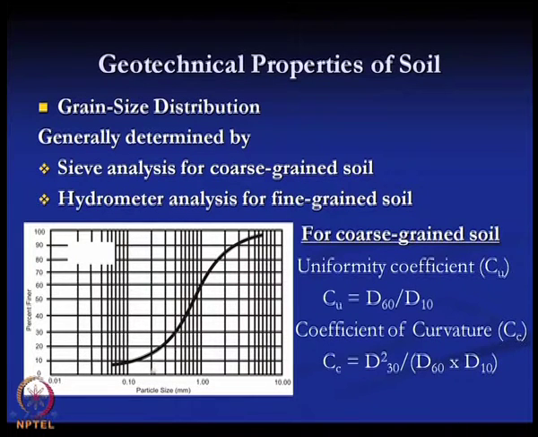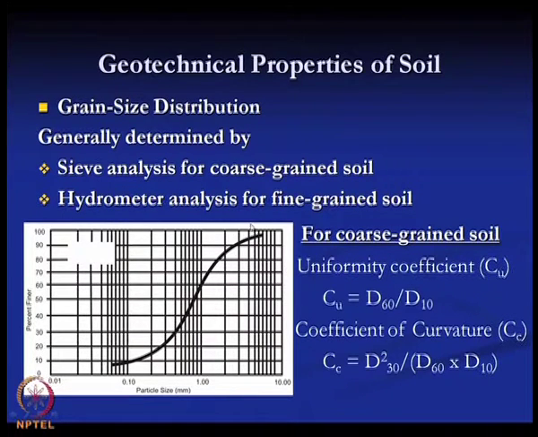So, this is a typical grain size distribution curve. Here the x axis is the particle size and the y axis is the percent finer. So, 50% finer means that 50% of the particles are finer than this particle size. Suppose this particle size is 0.8 millimeter. Then the amount of particles less than 0.8 millimeter is 50%. So, that is the percent finer on the y axis.